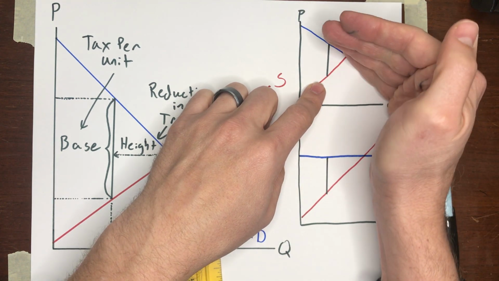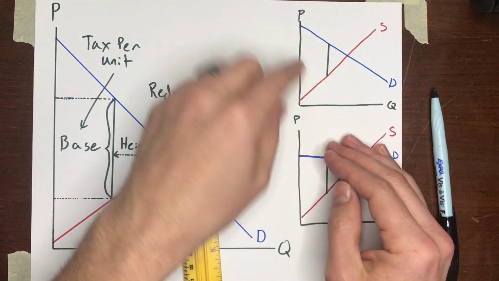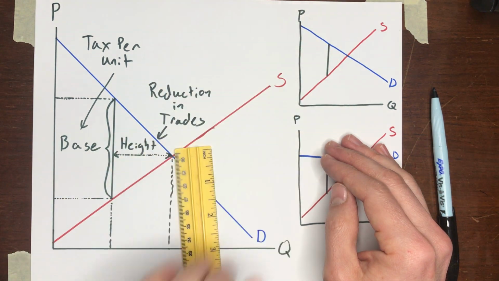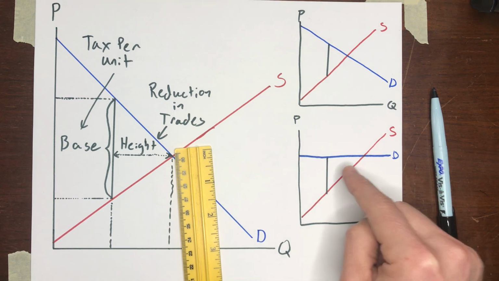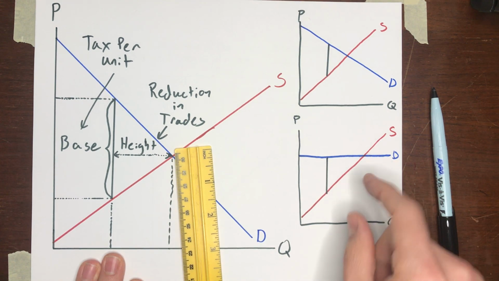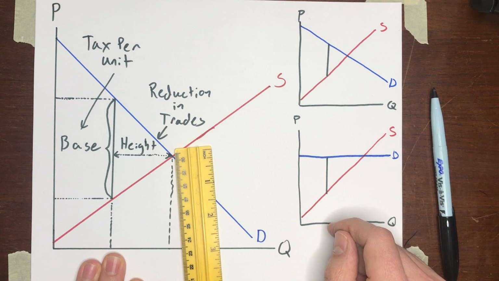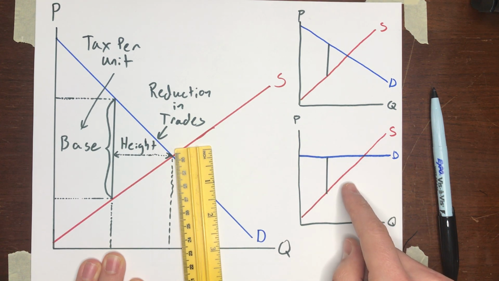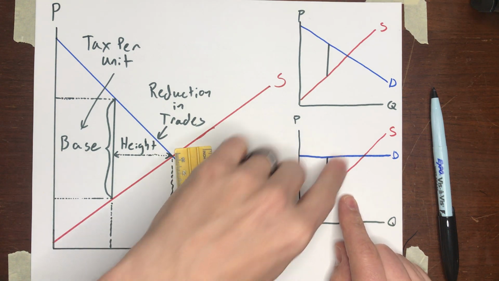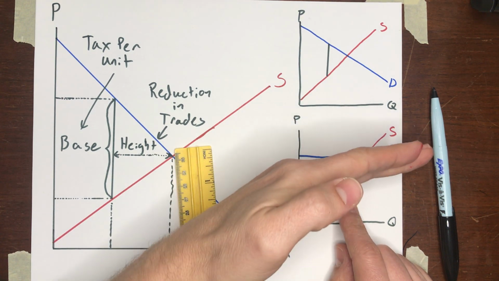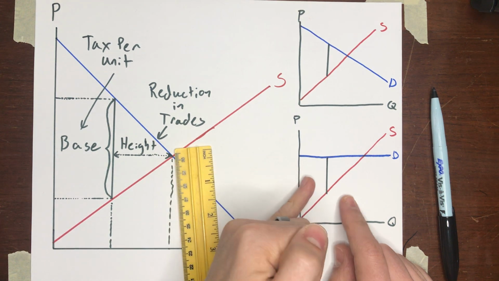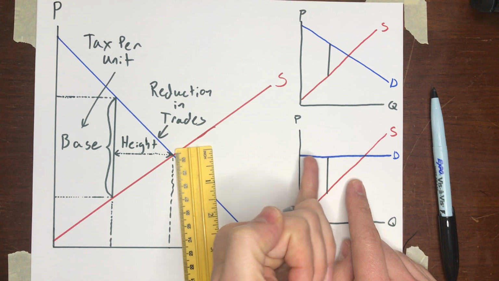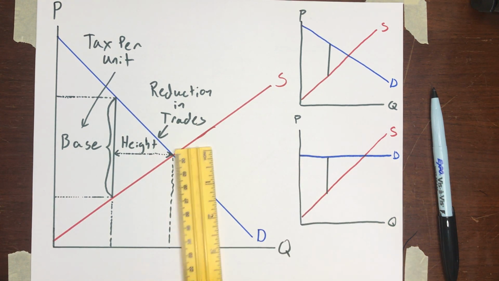And so if I made this demand curve even steeper, then I could get this tax wedge even closer to the equilibrium, right? So the more elastic demand is, the larger the height of this triangle is going to be, or the more reduction in trades you'll see. Similarly, you could go through the same reasoning for the supply curve. The more elastic the supply curve is, the greater the height of this triangle. It's going to get harder to get that tax wedge close to the equilibrium.